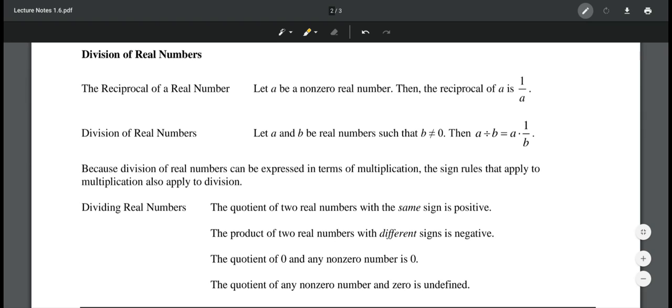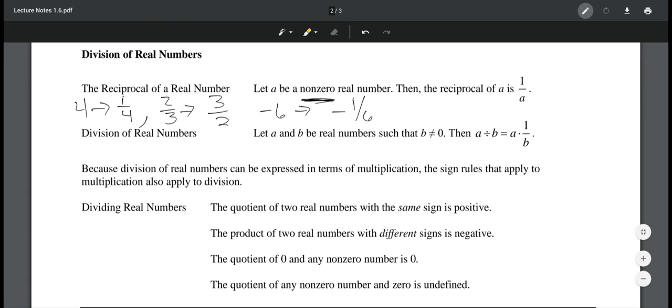The reciprocal of a number that's not 0, a non-zero number, has a reciprocal. If the number is A, then you flip the number. So 4 has a reciprocal of 1/4. 2/3 has a reciprocal of 3/2. Notice that I'm flipping the number. -6 has a reciprocal of -1/6. You keep the sign and you flip the number.